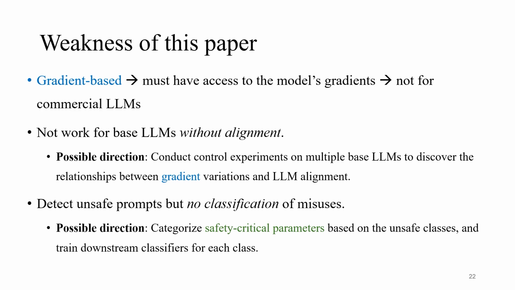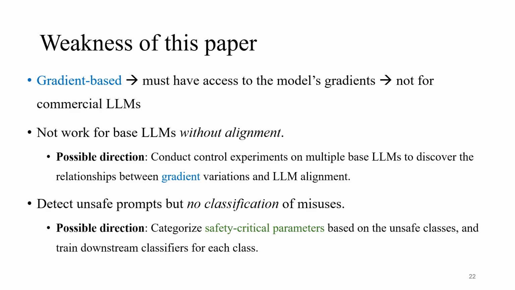To overcome the second weakness, we may further conduct control experiments on multiple base LLMs to investigate the relationships between gradients and LLM alignment. To overcome the third weakness, we may categorize safety-critical parameters based on the unsafe classes, and train downstream classifiers for each class.